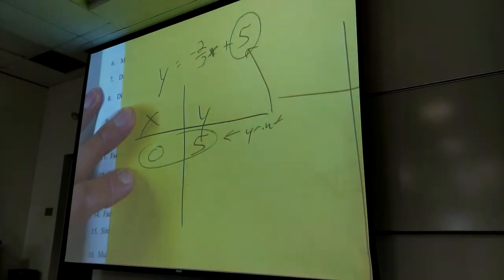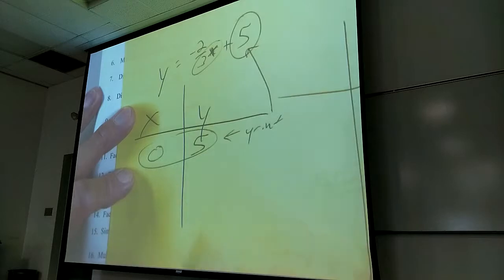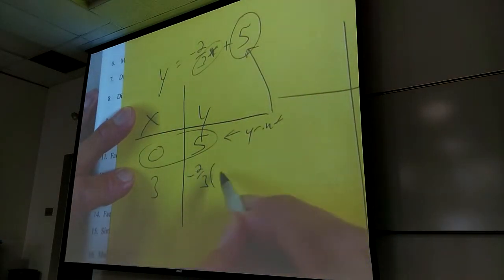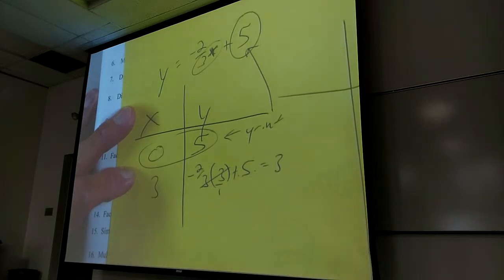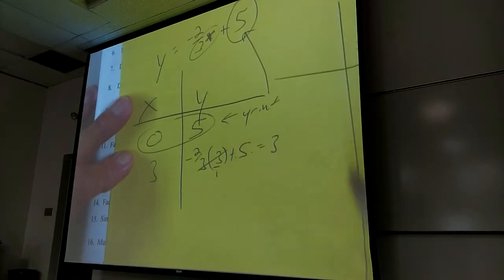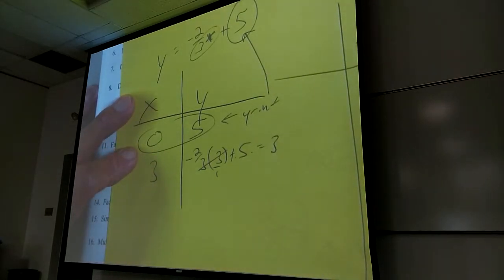Now, I'm not going to use 1 or 2. I'm going to use multiples of 3 so that these will actually reduce. So if I put a 3 in, what's negative 2/3 times 3 plus 5? What happens here? Those cancel. What's negative 2 plus 5? 3. I like it. Now I can keep going. I can use 6, I can use negative 3, all that kind of business.